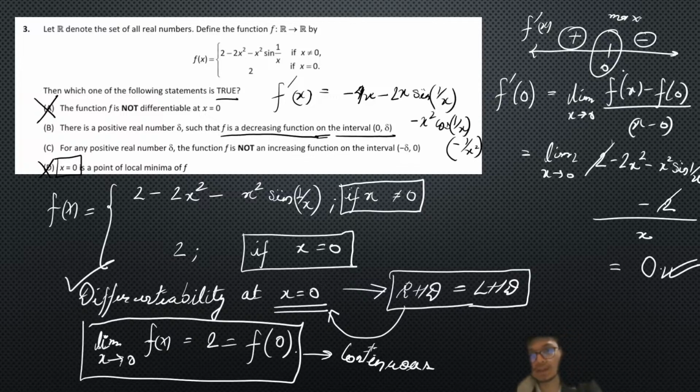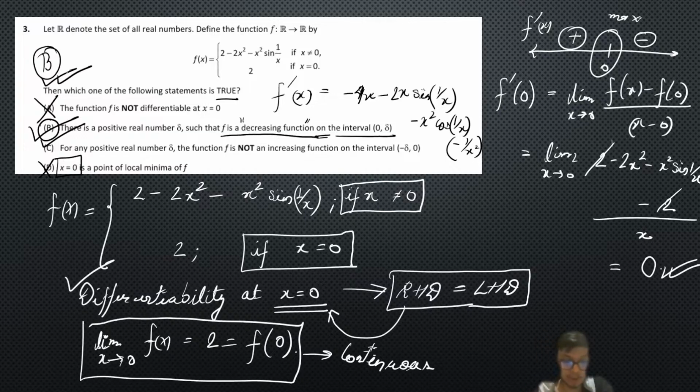If you look at the interval from 0 to positive infinity, it is negative. That basically means it's a decreasing interval, which makes option B the correct option. So in this interval from 0 to delta, where delta is positive, f of x is a decreasing function. Therefore the correct answer to this problem is option B. I hope the solution is clear to all of you.